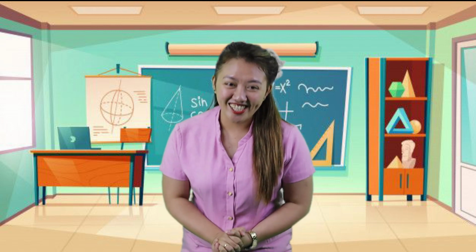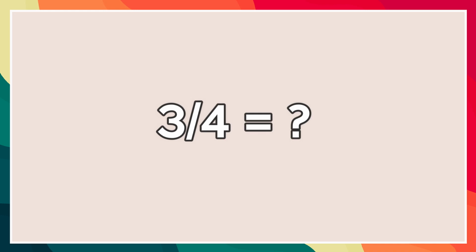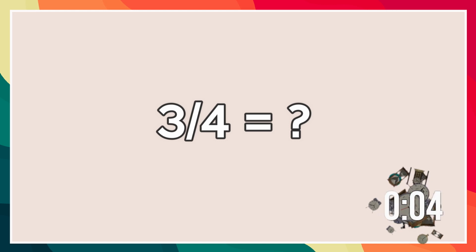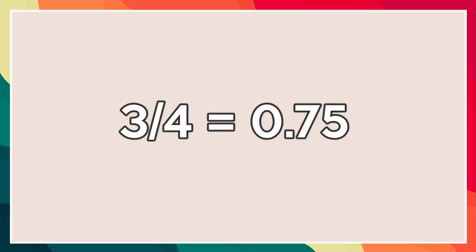Before we start our lesson for today, let's have a quick mental computation. Are you ready, class? Change the following fractions to decimals. Number 1, 3/4. What is the equivalent of 3/4 in decimal? So what's your answer? Very good. The answer is 0.75. 3/4 in decimal form is 0.75. You just divide 3 by 4 to get the answer.